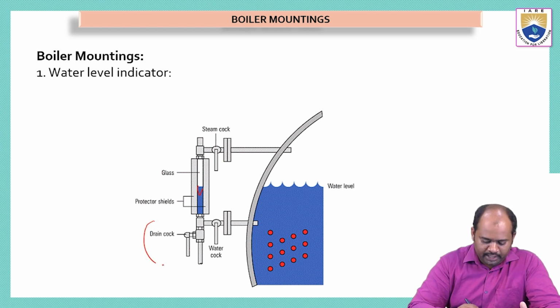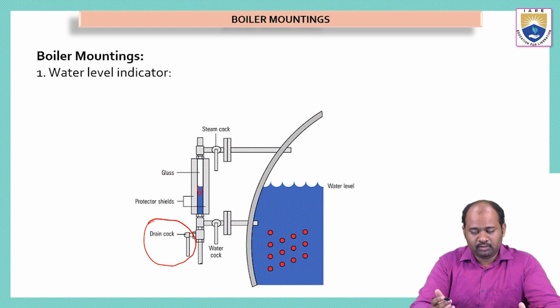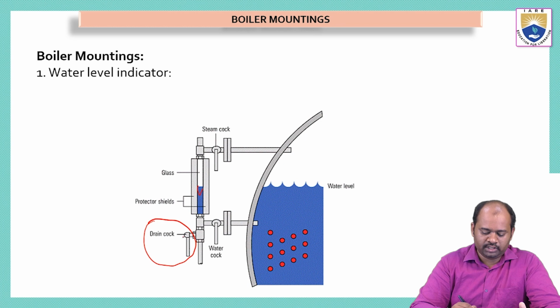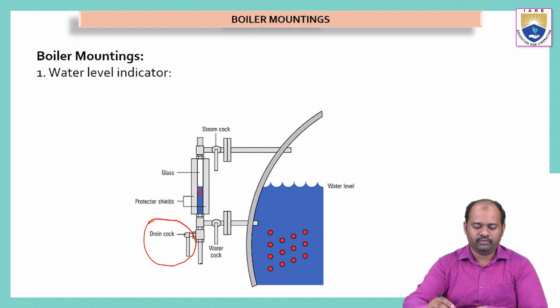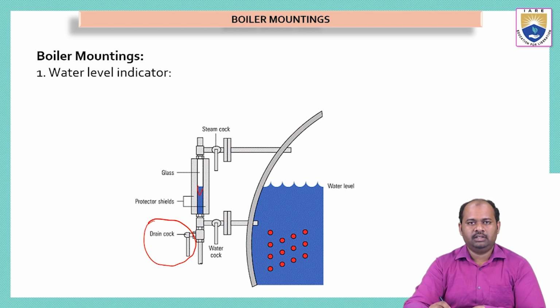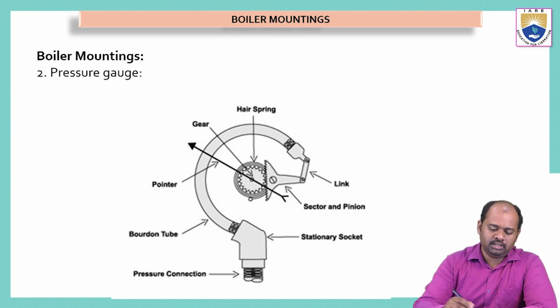Here we have a drain cock which is used to remove the water from this water level indicator only. We cannot remove water from the boiler tank. So this drain cock is only for this water level indicator. This is the function of the water level indicator, which will indicate the level of water inside the boiler tank. Now the next thing is the pressure gauge.